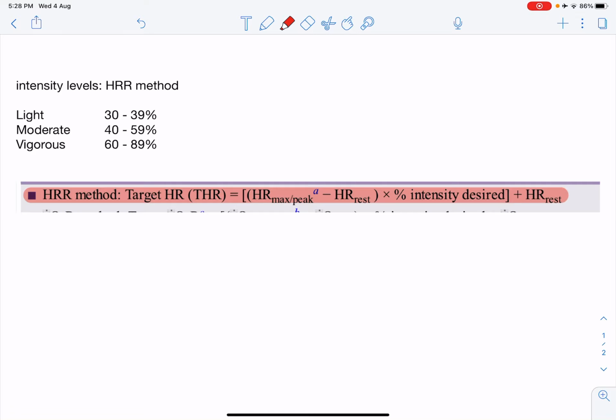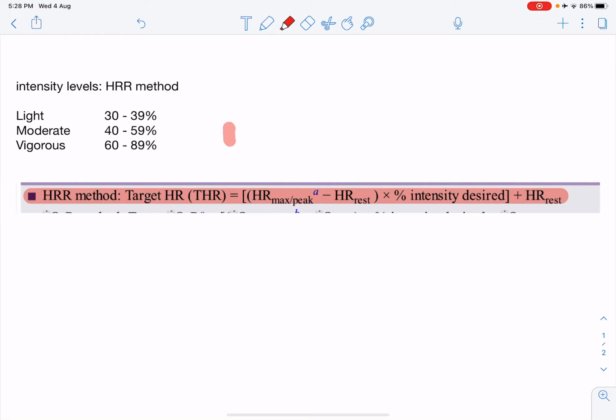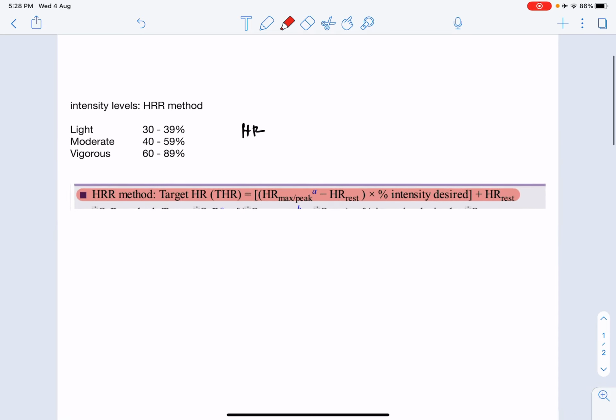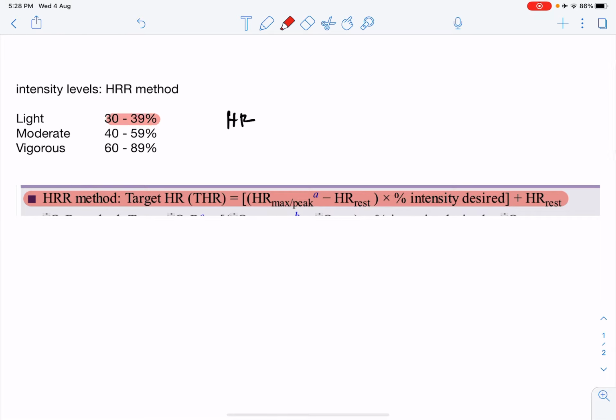So we calculate that using our heart rate. Okay, and we usually classify intensity levels using percentages. So light intensity would be 30 to 39, moderate would be 40 to 59, and vigorous would be 60 to 89. So we have light, moderate, and vigorous. So how to calculate your heart rate if you want to do light or moderate or vigorous intensity?